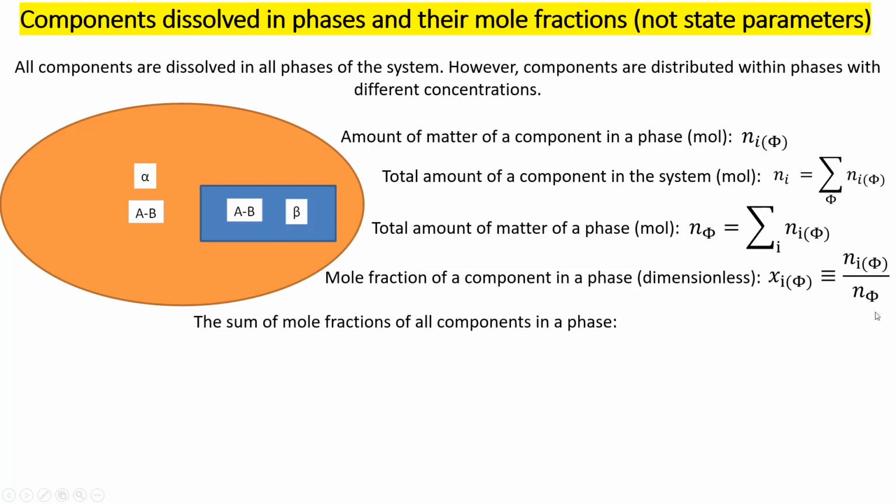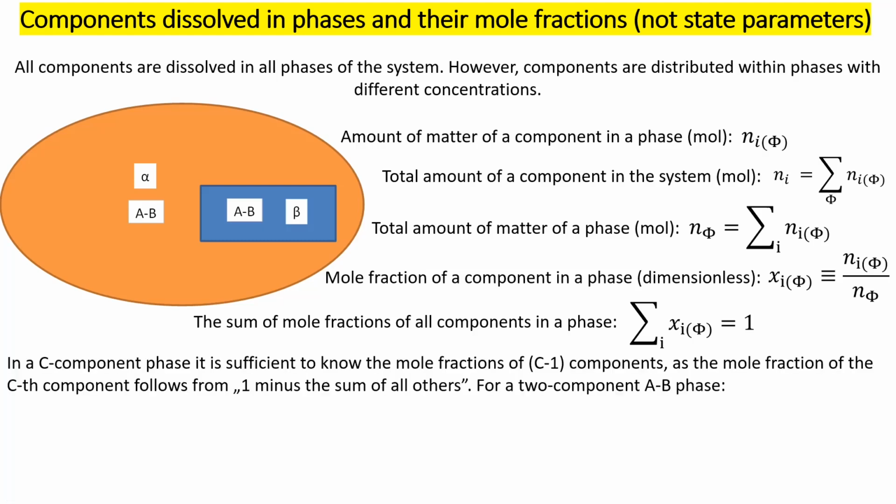And of course, as usual, if I sum up all the mole fractions of component i according to all components, I get 1, simply because if I add all the mole fractions of A and B in the given phase beta, I should get 100%, which is 1. Now, this rule again leads to a very convenient situation, because for a C-component phase, it is sufficient to calculate the mole fractions of only C-1 components.